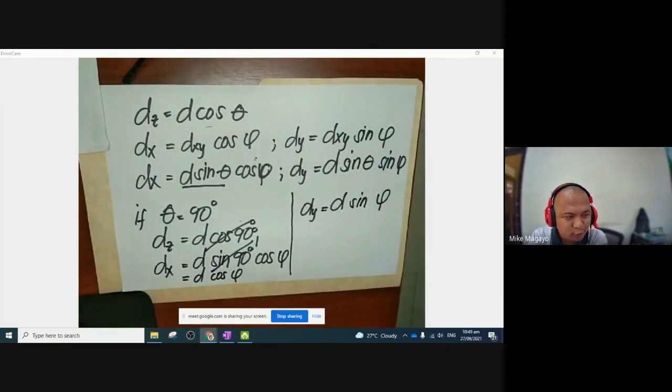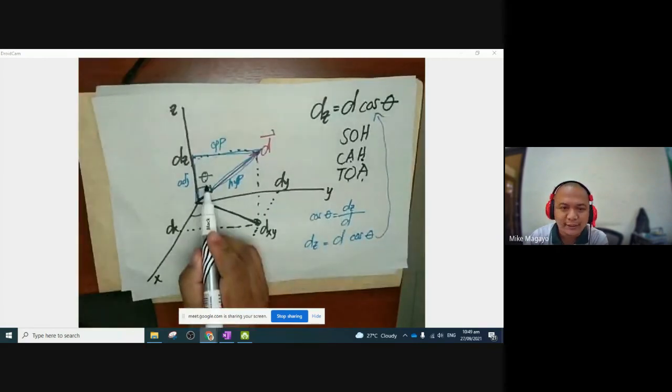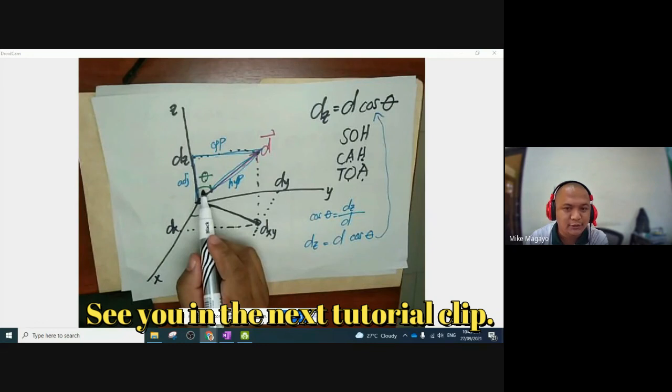But I have to give a warning, ha, because you may encounter in the future, when a book mentions theta, you imagine that theta is always here. You always go back to the illustration, to the diagram.